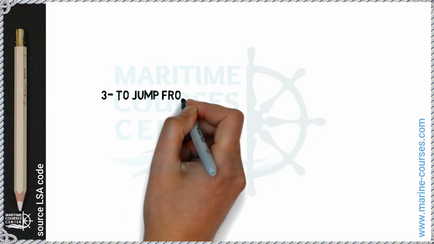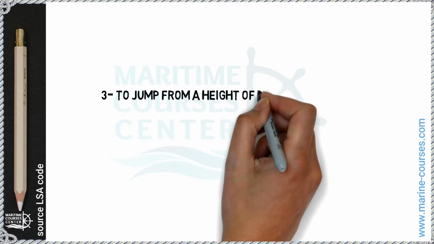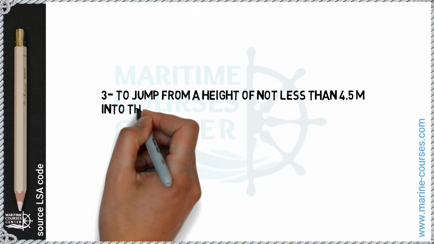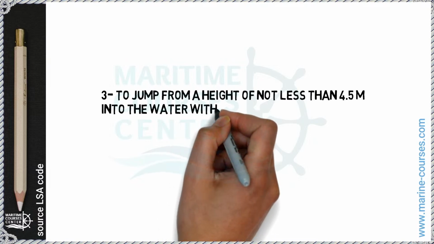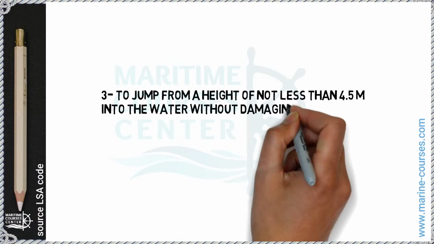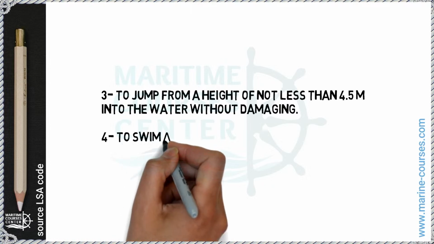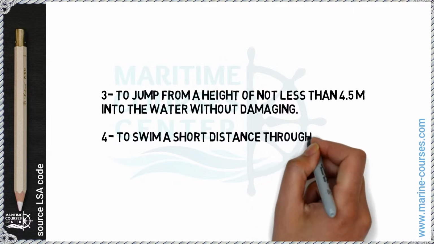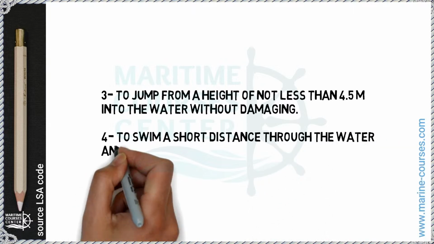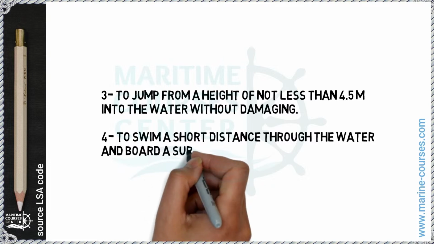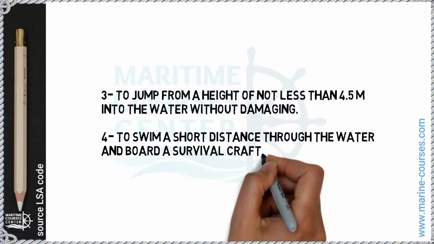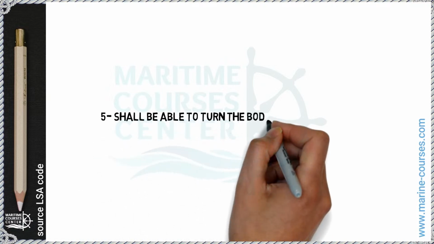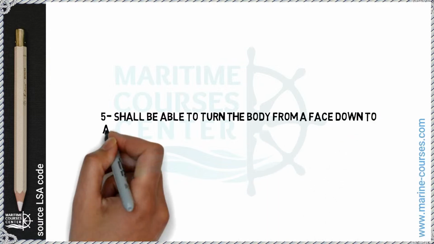3 to jump from a height of not less than 4.5 meters into the water without damage. 4 to swim a short distance through the water and board a survival craft. That means when we have this immersion suit, we don't have a problem if we swim to the survival craft. 5 shall be able to turn the body from a face down to a face up position in not more than 5 seconds.